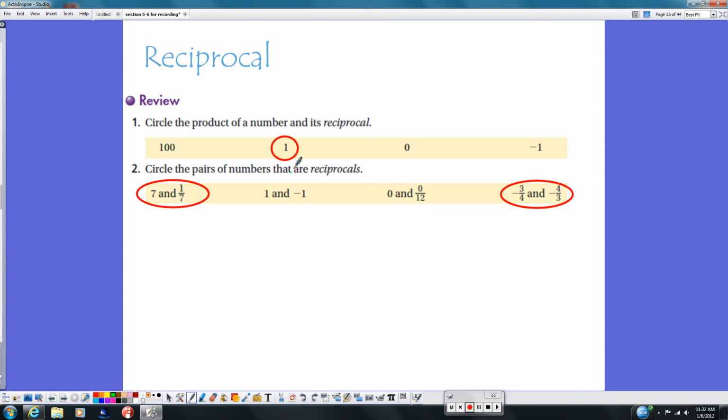The product of a number and its reciprocal is always 1. These numbers are reciprocals because I can write 7 over 1 and make that a fraction and then flip it to get 1/7. 1 and -1 are not reciprocals. 0 and 0 over 12 are not reciprocals. -3/4 and -4/3 are reciprocals. The tops and bottoms have been flipped.